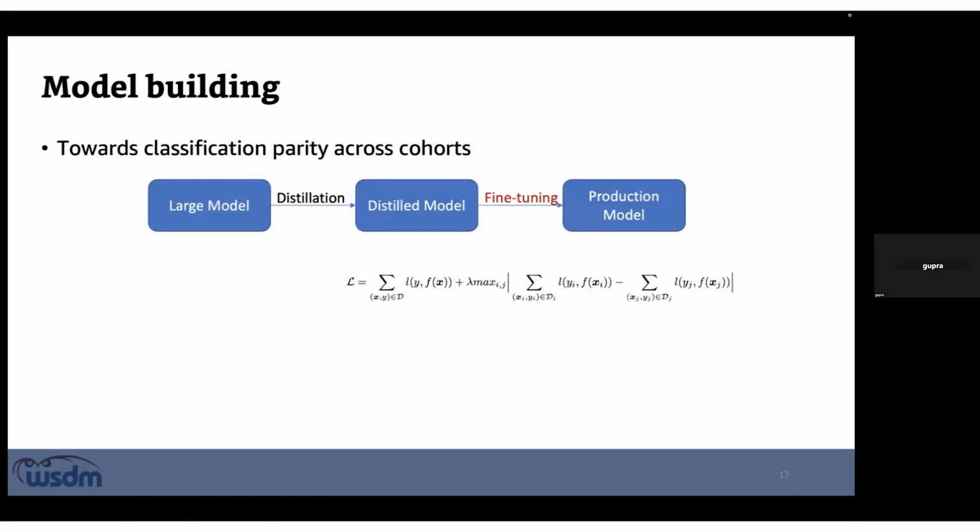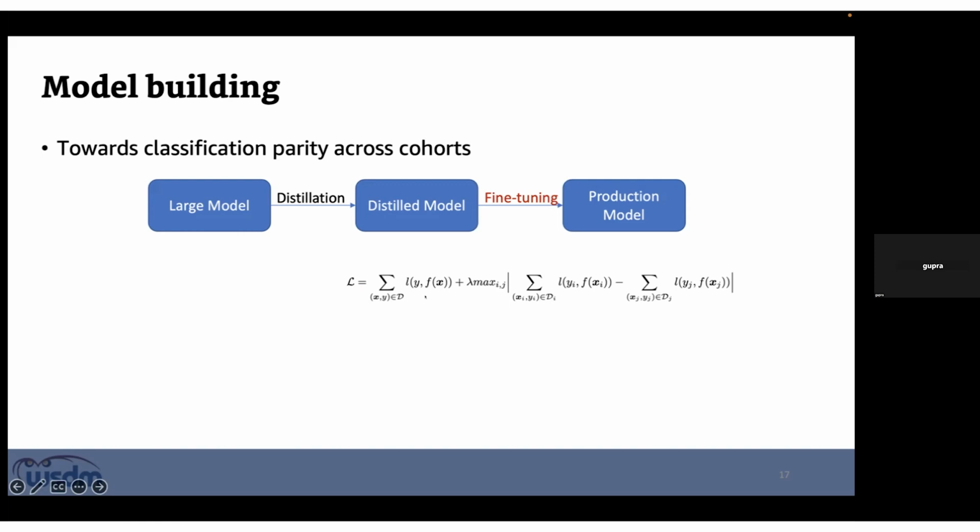So that's about distillation. During fine tuning as well, we can incorporate some fairness objectives. I just stated one equation here, and this is the only equation in the presentation, but it's fairly easy to understand.